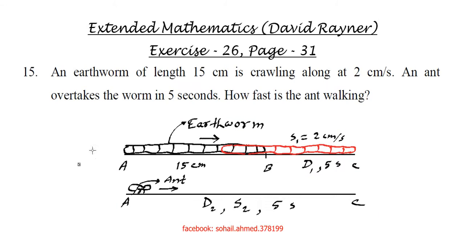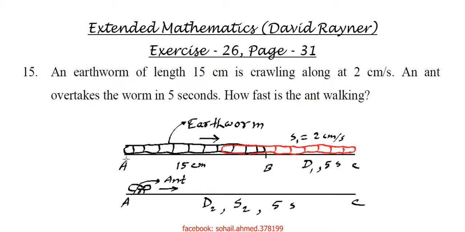Now, this is the earthworm. Its length is 15 cm. Its front side is here at point B. Now, in 5 seconds, the earthworm, say, travels d1 distance. Its speed is given, 2 cm per second.